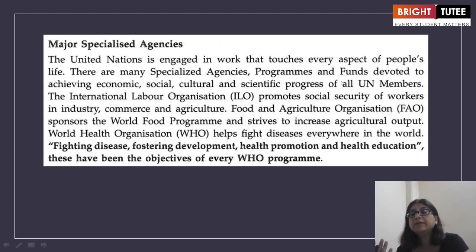There are some other specialized agencies as well. The United Nations is engaged in work that touches every aspect of people's life. There are many specialized agencies, programs, and funds devoted to achieving the economic, social, cultural and scientific progress of all UN members. The International Labour Organization, ILO, promotes social security of workers in industry, commerce and agriculture. The Food and Agriculture Organization, FAO, sponsors the World Food Program and strives to increase agricultural output. WHO helps fight disease everywhere in the world.